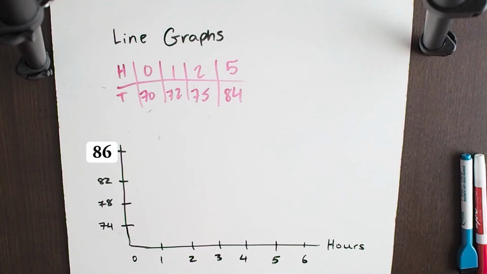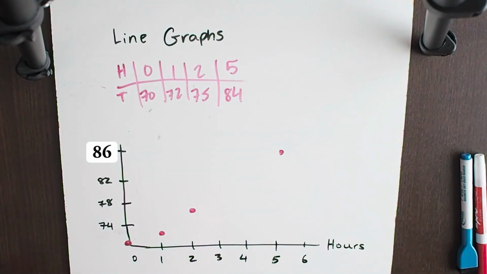At 0 hours after 8 a.m., the temperature is 70 degrees, meaning I start here, at the origin of my little graph. At 1 hour, the temperature is 72, so we find the value of 72 on the y-axis, and we plot our point. At 2 hours after 8 a.m., our temperature is 75 degrees. We find the value that's roughly around 75, and we'll plot it here.